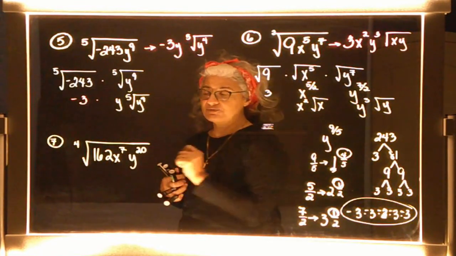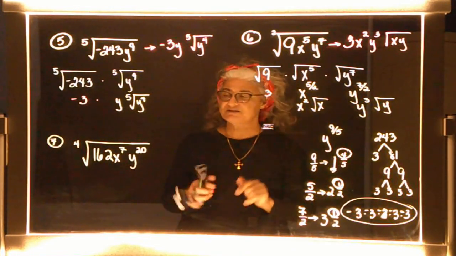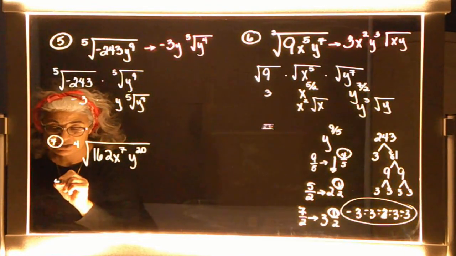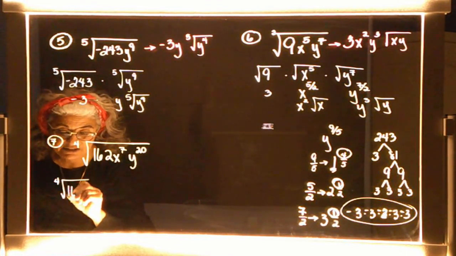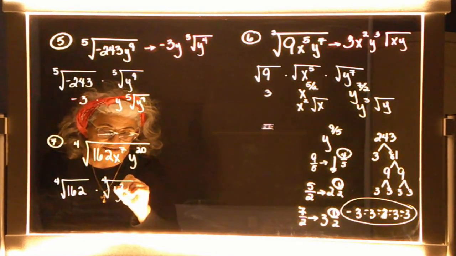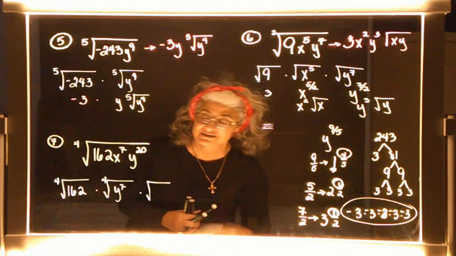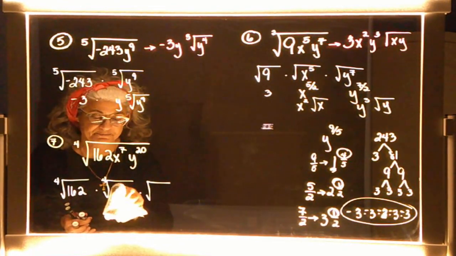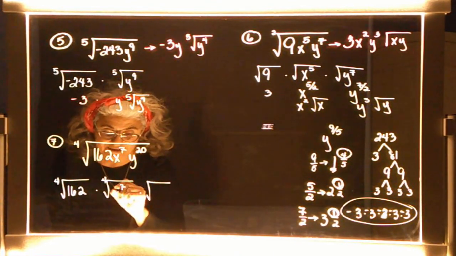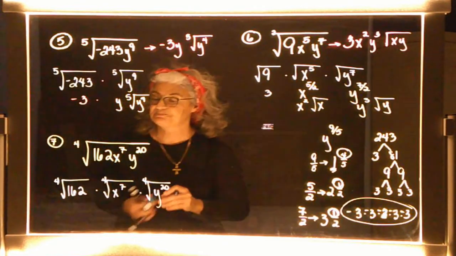Okay, look at this one, number 7. Now I got a 4th root. Really? It's okay, we can handle it. But same thing, split it up, shall we? So the 4th root of 162 times the 4th root of x to the 7th. See? That's why I need you guys doing this problem with me. All right, x to the 7th, and then the 4th root of y to the 20th.